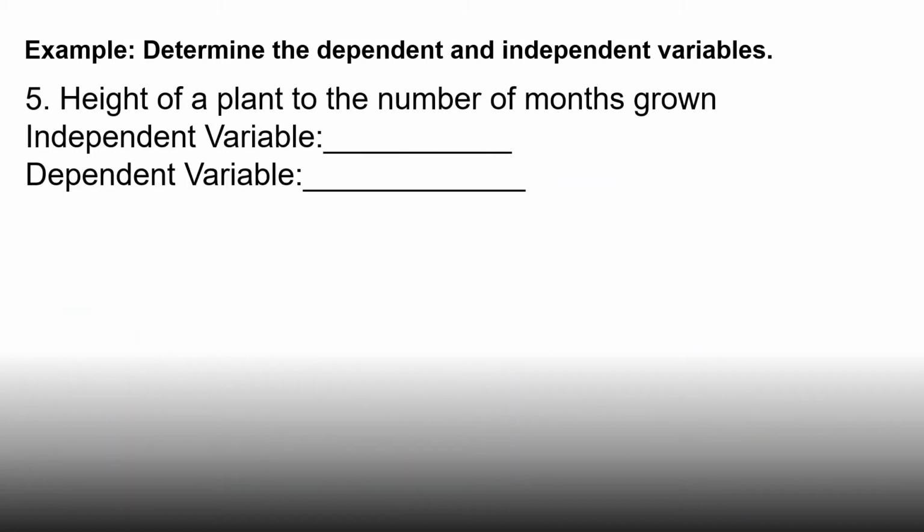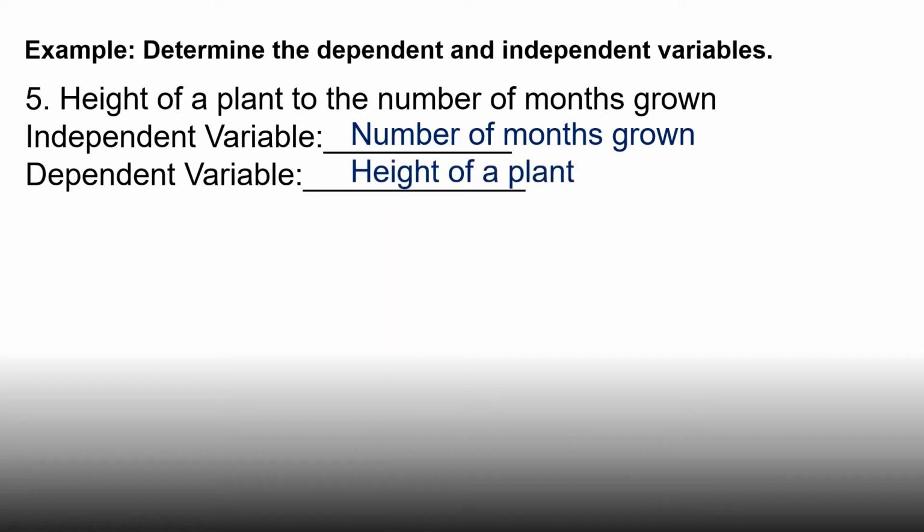Next is height of a plant to the number of months grown. So independent, number of months grown, and dependent is the height of a plant. So ibig sabihin, kung gaano na kalaki yung plant, depende kung gaano na siya katanda. Yun lang ang ibig sabihin nun.